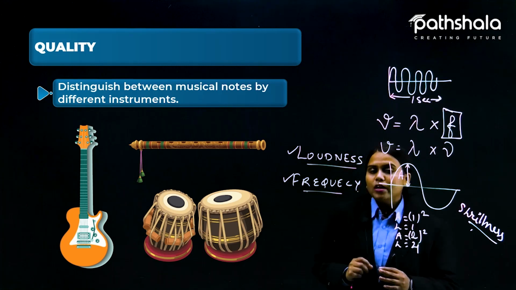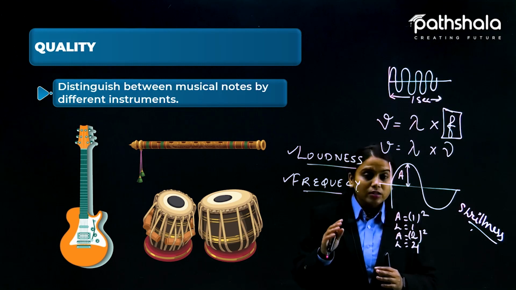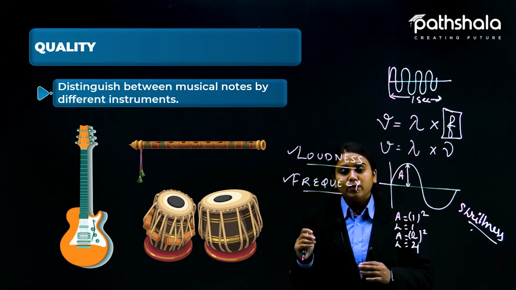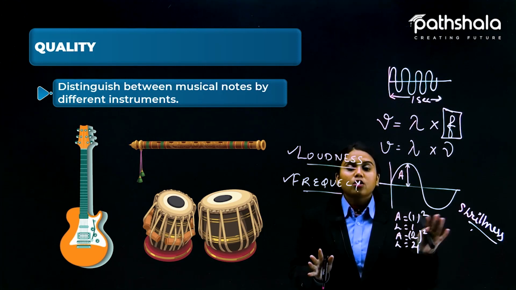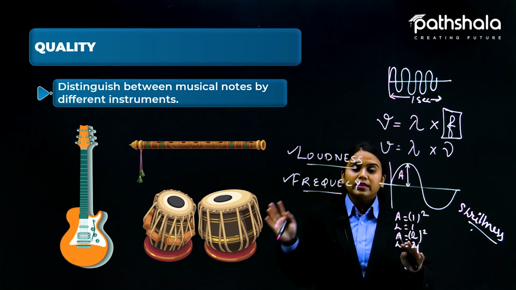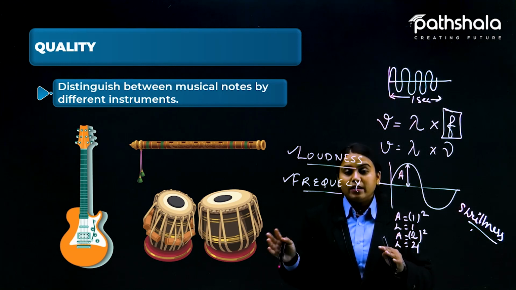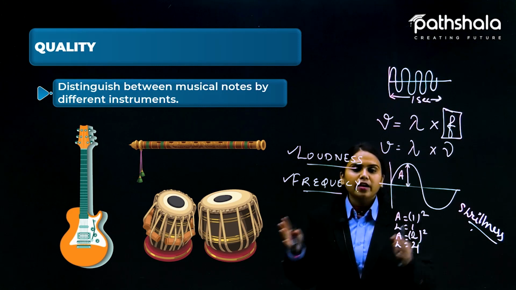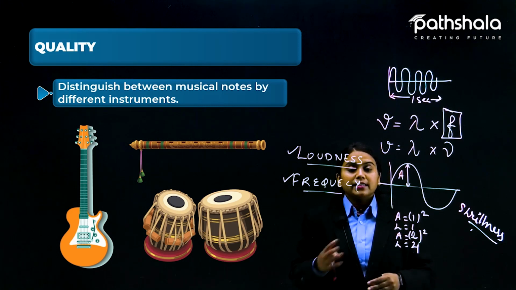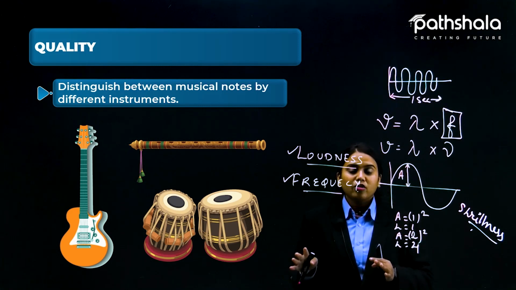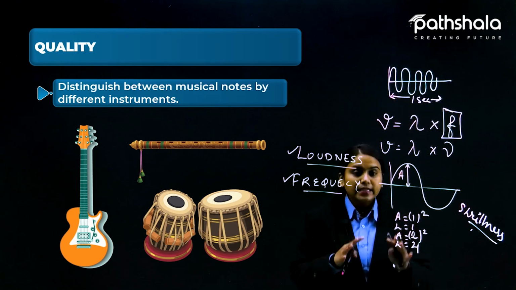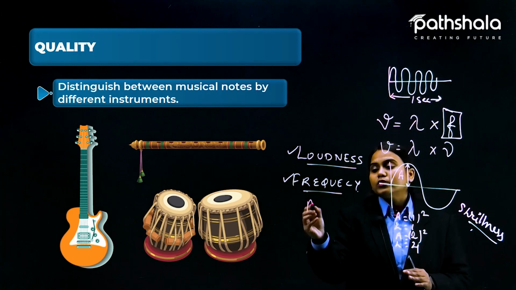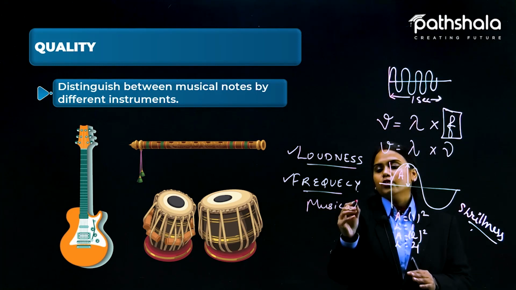Even maintaining them at the same loudness and same frequency is still not possible. Like if I say to somebody you have to play it at the same loudness, it is not going to be possible with any kind of instrument. And even if you take two instruments of the same kind, like one tabla and another tabla, and you ask anybody to play at the same loudness, still that is not possible. That is giving us different musical notes.